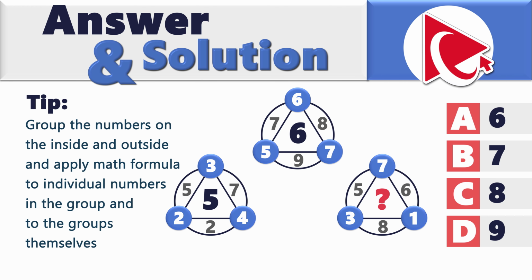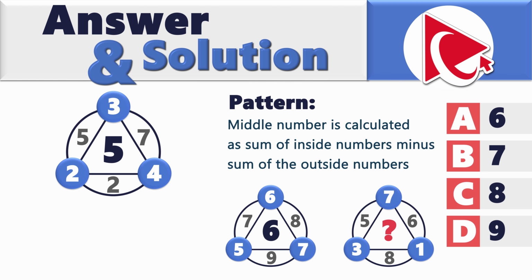Let's look at the examples. For example, the first middle number 5 is calculated as the sum of inside numbers 5, 7, and 2 minus sum of the outside numbers 2, 3, and 4.